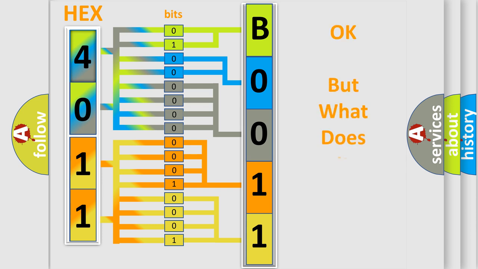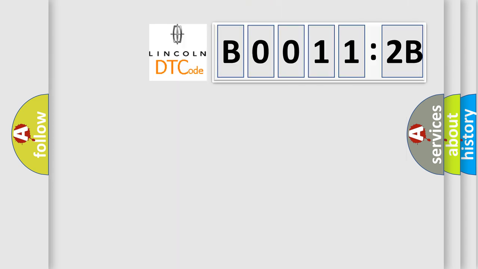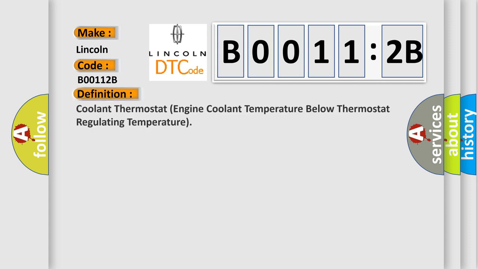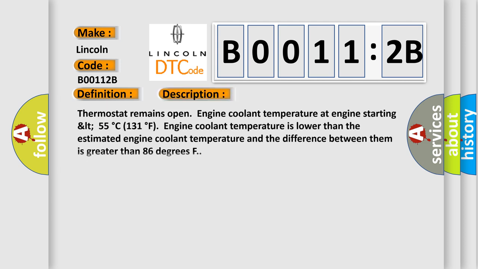The number itself does not make sense to us if we cannot assign information to what it actually expresses. So, what does the diagnostic trouble code B0011-2B interpret specifically for Lincoln car manufacturers? The basic definition is: coolant thermostat, engine coolant temperature below thermostat regulating temperature. And now this is a short description of this DTC code. Thermostat remains open, engine coolant temperature at engine starting less than 55 degrees Celsius, 131 degrees Fahrenheit.